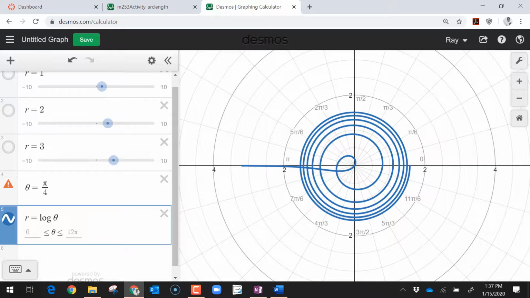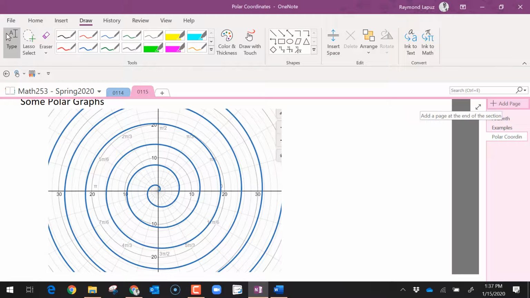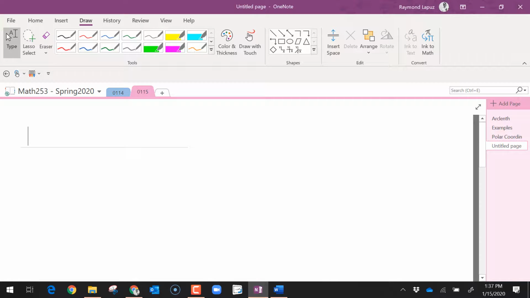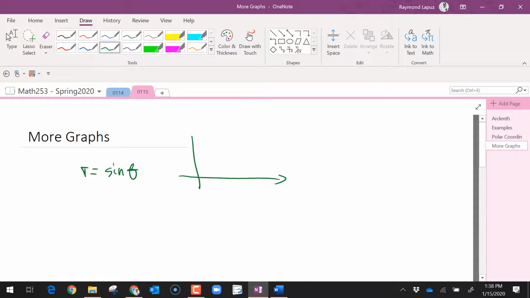Now r is equal to sine theta. So what do you think that graph is going to look like? We know that if we were to draw this in regular Cartesian coordinates, which is not what we would normally do because we would have x and y coordinates and then r and theta, your graph would look like this, right? But now let's transfer that onto the x and y.